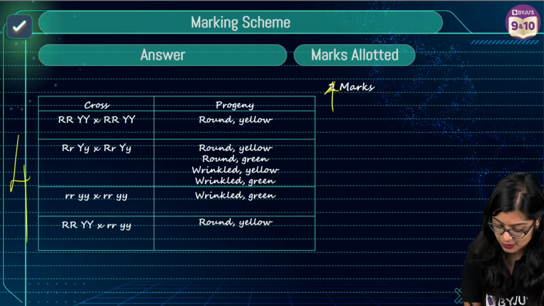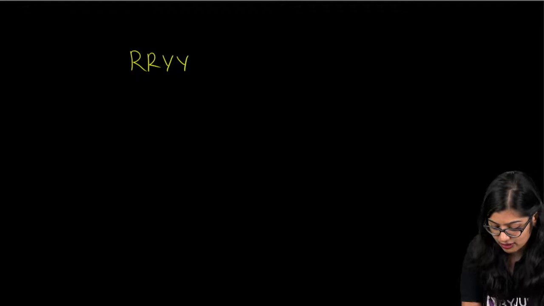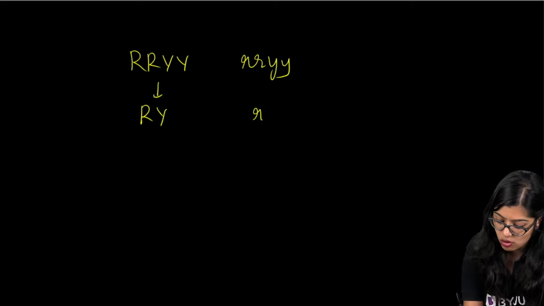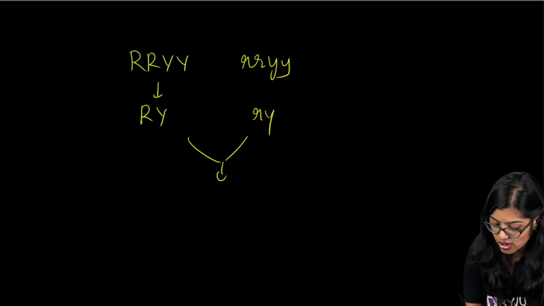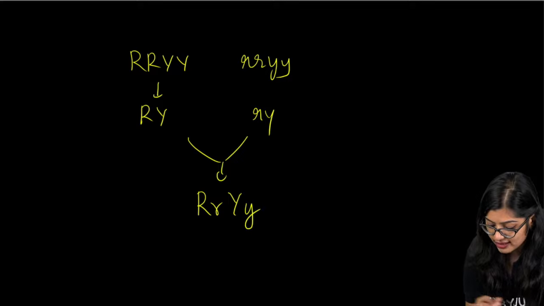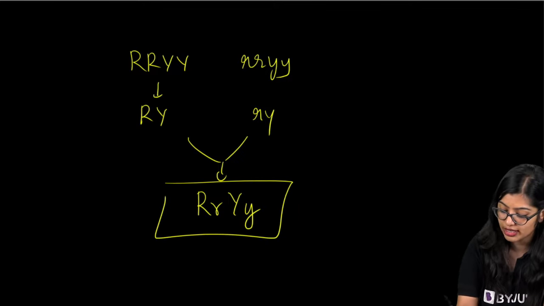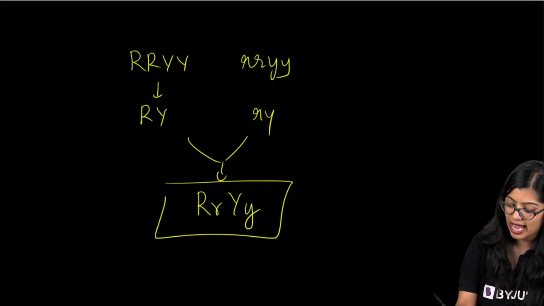Please explain the last one. See the last one, what is it? It is capital R, capital R, capital Y, capital Y crossed with small r, small r, small y, small y. So what are your gametes? All your gametes will have only this combination. So when they cross, you will get a heterozygous one. In heterozygous condition, only the dominant trait will show, so this will be round and yellow.